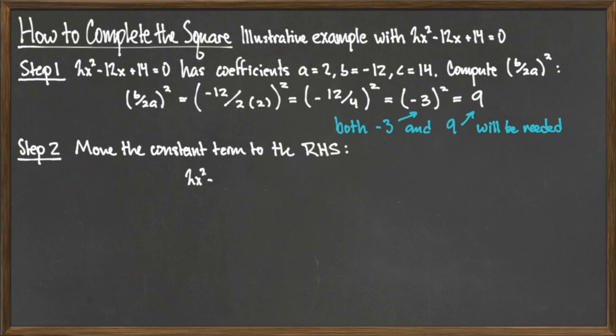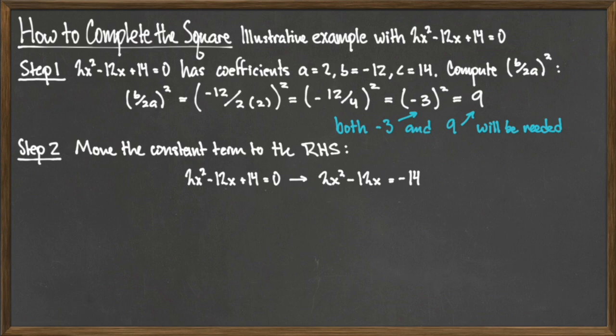Step 2 says to take our standard form equation and move the constant term to the right-hand side. So for us that will mean a subtraction of 14 from both sides, leaving us with 2x squared minus 12x equals negative 14. Even though we always start quadratic equations in standard form, this completing the square process does have us putting that constant term on the right-hand side.